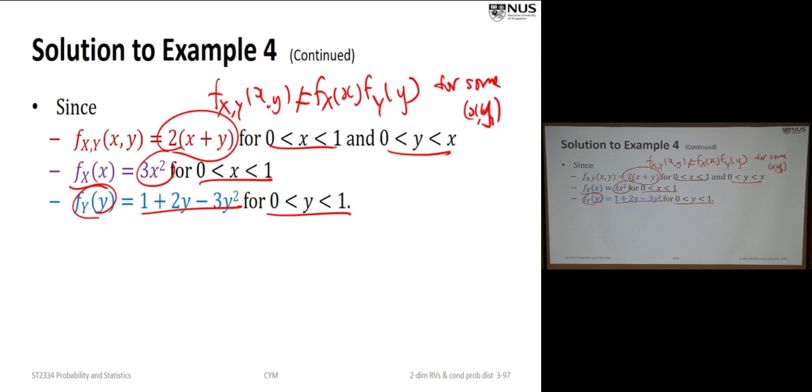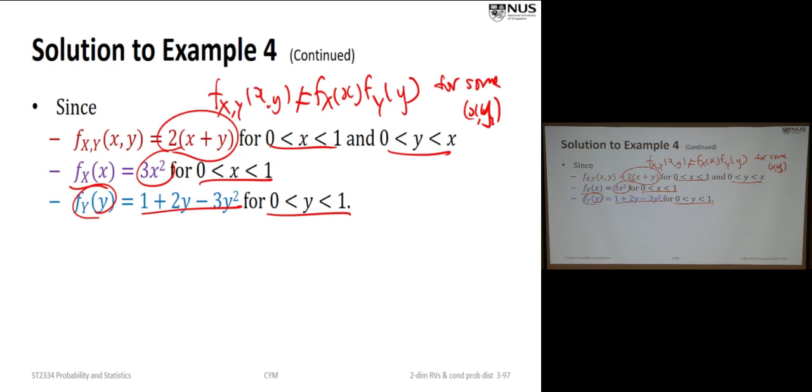Now, I have to stress that if you want to show that they are independent random variables, you have to prove that f of x,y equals the product of f of x times f of y. Not just for one particular x,y value, but you have to show that it is true for all x and y. While for dependence, so long as you can find one point x,y such that f of x,y does not equal f of x times f of y.